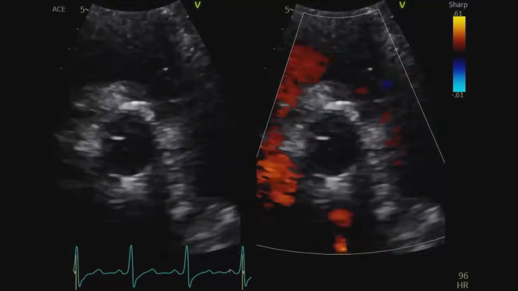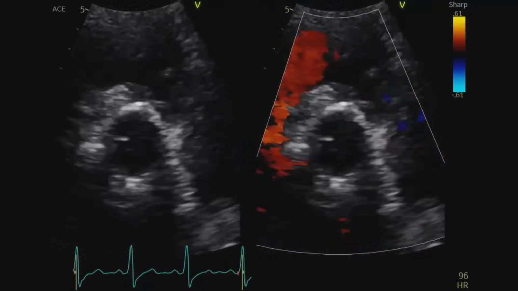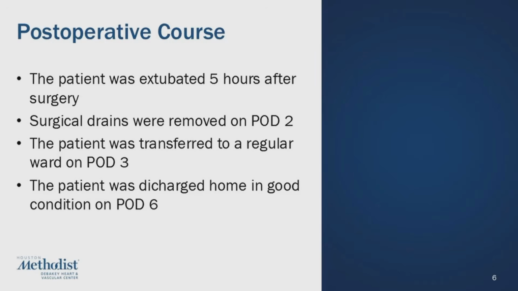The aortic valve had no regurgitation. The patient was extubated 5 hours after surgery. Surgical drains were removed on postoperative day 2. The patient was transferred to a regular ward on postoperative day 3. The patient was discharged home in good condition on postoperative day 6.